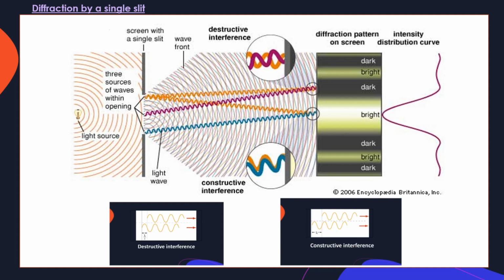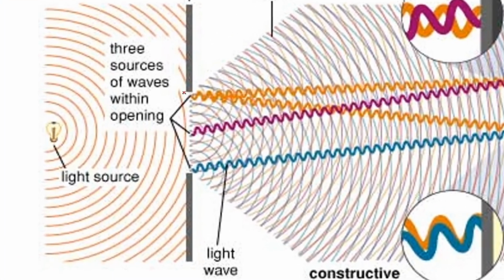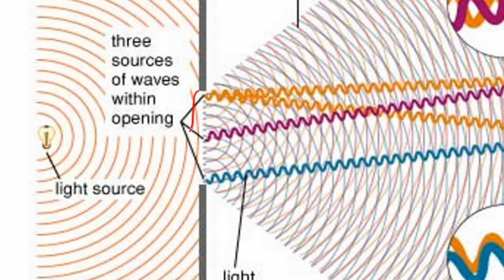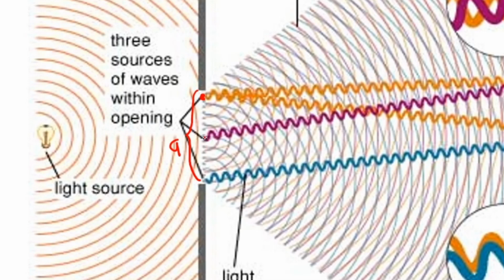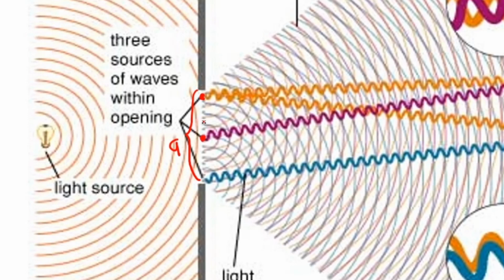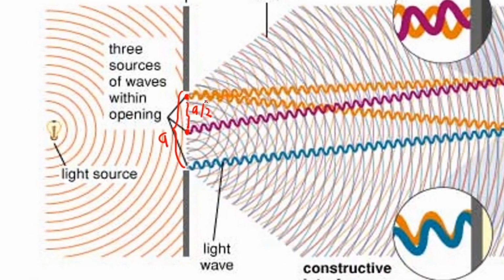Okay, now look at this diagram. Let's say we have a single slit here with the width of a. Okay, so we write the width of the single slit is a. So instead of thinking about all the points of the secondary wavelets here, let's think about one point at the upper part of the slit, for example here, and another point at the middle of the slit, which is here. Okay, so the distance between these two points is given by a over 2. Okay, so this is a over 2.